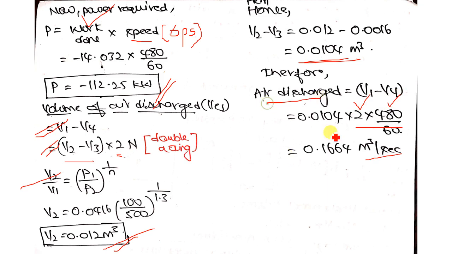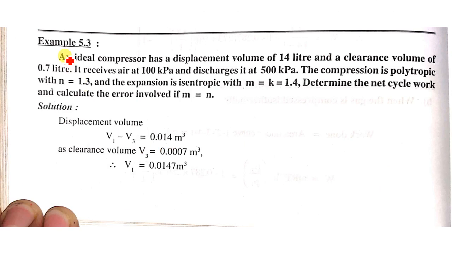So, try the same problem, which is this: an ideal compressor has a displacement volume, which is the swept volume, of 14 liters. So convert liters into meter cube; you know how to convert it. What else is given? The clearance volume of 0.7 liters, which is 0.7 into 10 to the power of minus 3 meter cube. It receives the air at 100 kPa. The inlet pressure is given, and the discharge pressure of 500 kPa is very similar to the previous problem. The compression is polytropic with n value again 1.3.